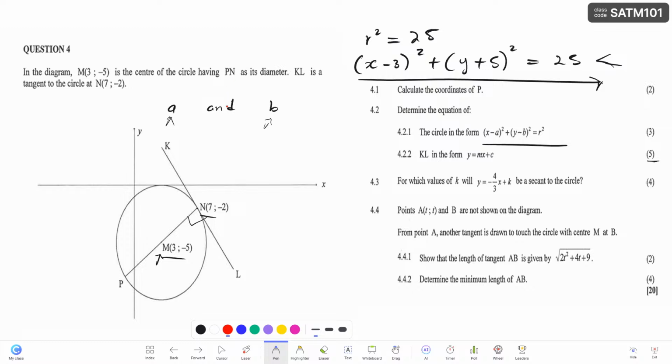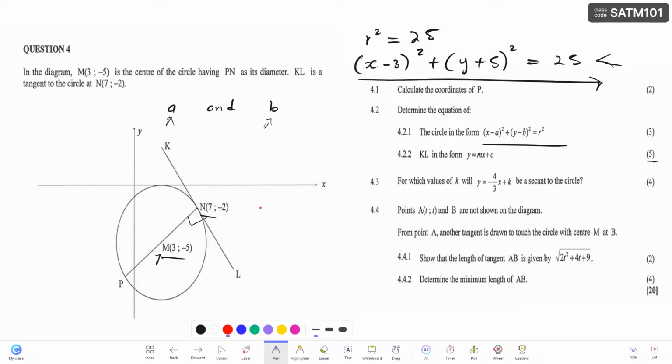For this one, what is a secant? A secant is the line that touches a circle in 2 points. So we can't see it here, but a secant of this line is going to touch this circle in 2 points. So here they are looking for the values of what? Possible values of k that will make this equation be a secant to the circle.